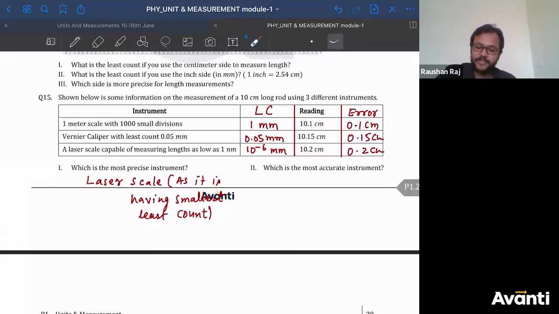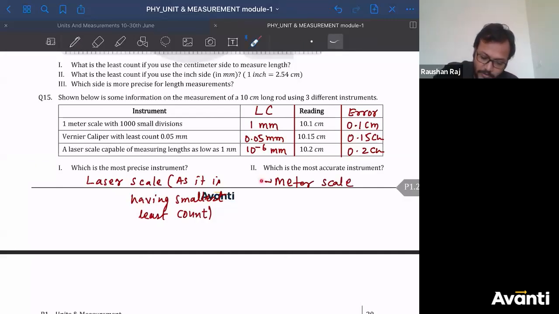Tell me which is having the largest error. Laser scale is having the largest error. So which is having the smallest error? Meter scale is having the smallest error. So which is more accurate? Meter scale. Now this must look contradictory to you.